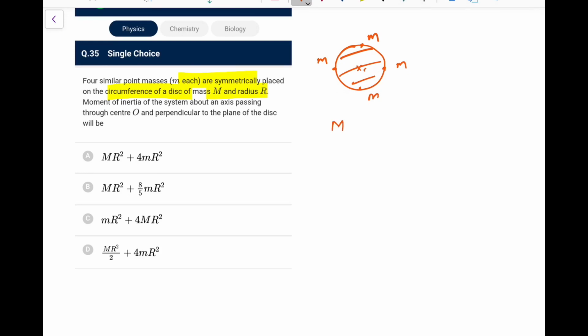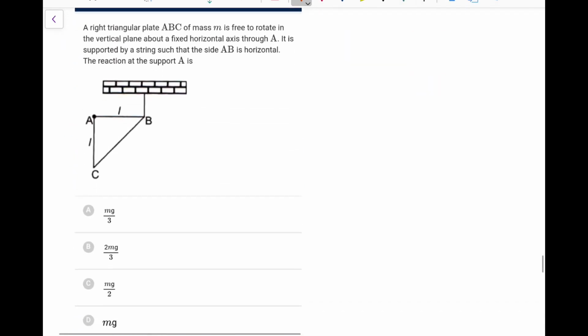So what we have, first of all, due to the disk it would be Mr square by 2, and each of the point masses will have mr square, and that is multiplied by 4. So you have Mr square by 2 plus 4 mr square. Easy one for you once you understand.